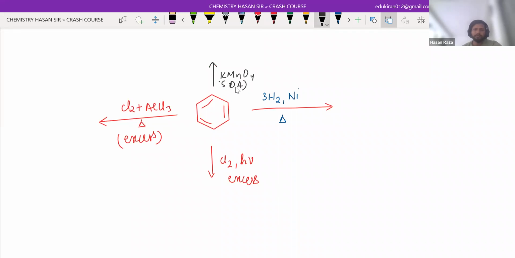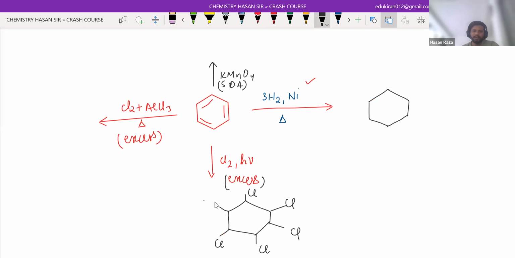So, this is the hydrogenation reaction. What will happen? The carbon-carbon double bonds will be broken. That means an unsaturated hydrocarbon will be converted into a saturated hydrocarbon. This is the first one. Cl2 in excess, that means basically this will be converted into benzene hexachloride, if you remember. This is your gamma-hexane.